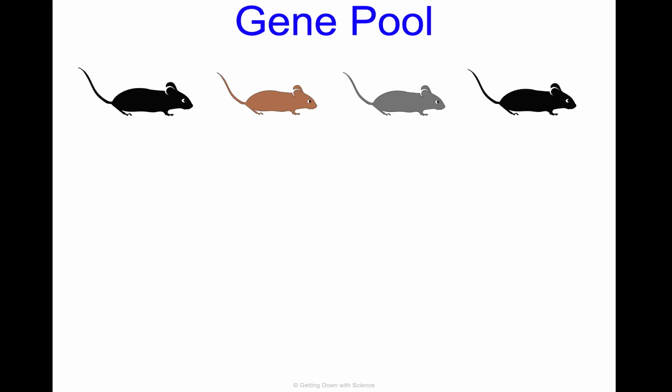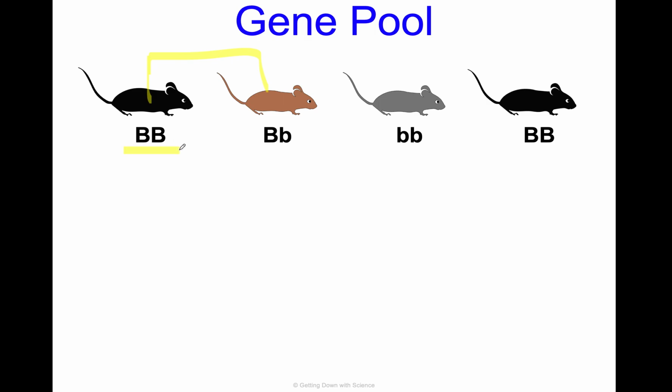Cool. So let's take a look at the gene pool of this mouse population. We have a population of mice. We have a little bit of genetic diversity here, but all of these mice are from the same population, meaning they can mate with one another and produce viable offspring. So this guy can mate with this gal, and everything will be fine. They'll have viable offspring.